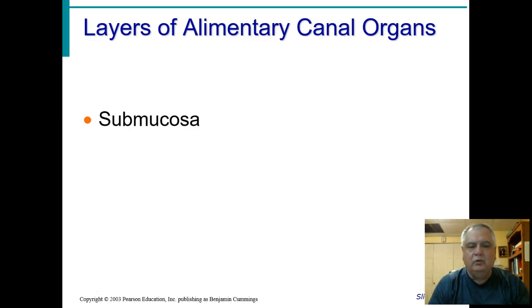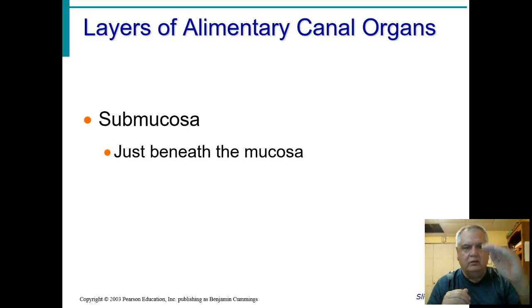Next, as we move out from the mucosa, we move to the submucosa. The submucosa lies just beneath the mucosa. Now, you have to be careful about this because when you think of beneath, you think of below. But remember, we're talking about a circular tube here. And so the mucosa is the innermost part of that circular tube. We'll show you that in the diagram as we move forward.